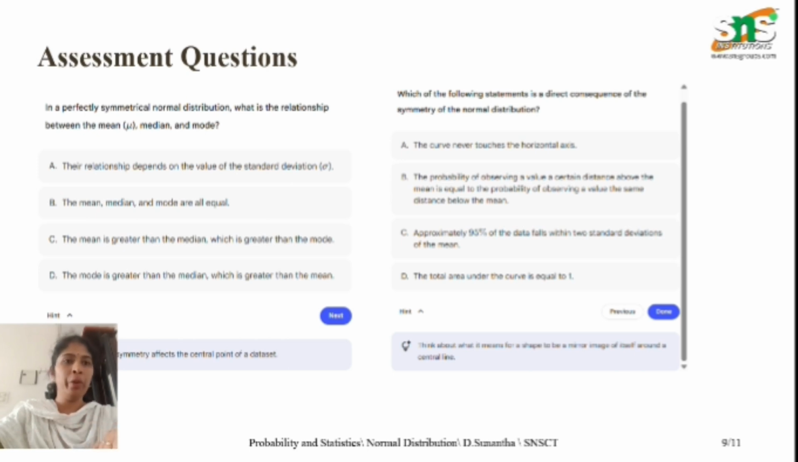Which of the following statements is a direct consequence of the symmetry of the normal distribution? First, the curve never touches the horizontal axis. Next, the probability of observing a value at a certain distance above the mean is equal to the probability of observing a value at the same distance below the mean. Next, approximately 95% of the data falls within 2 standard deviations of the mean. Next, the total area under the curve is equal to 1. So we know that the option B is correct.